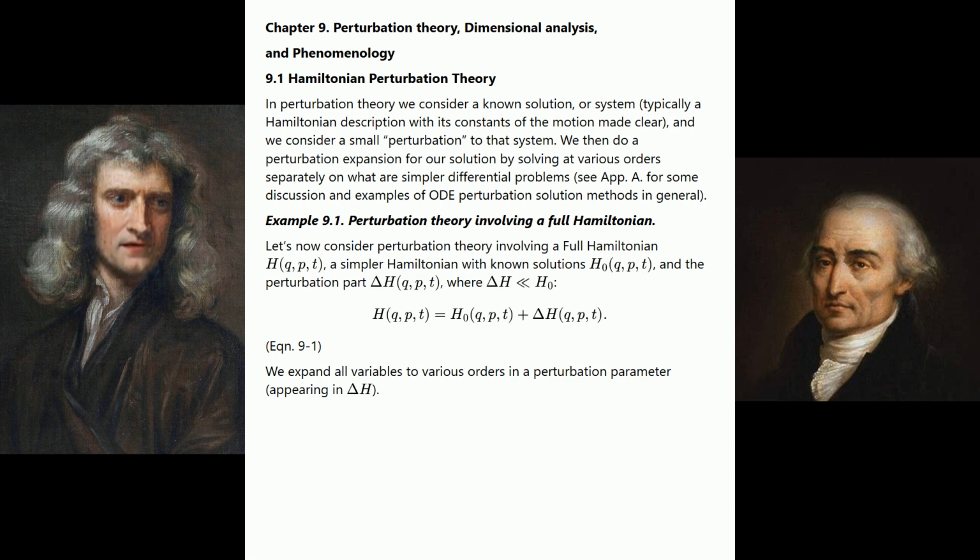Example 9.1. Perturbation theory involving a full Hamiltonian. Let's now consider perturbation theory involving a full Hamiltonian H of QPT: a simpler Hamiltonian with known solutions, H sub 0 of QPT, and the perturbation part, delta H of QPT, where delta H is much less than H sub 0. See equation 9-1. We expand all variables to various orders in a perturbation parameter appearing in delta H.